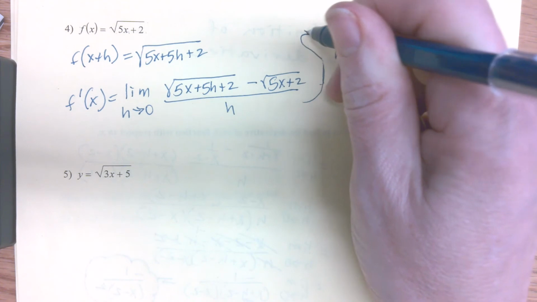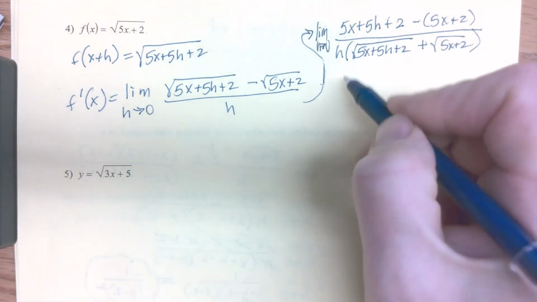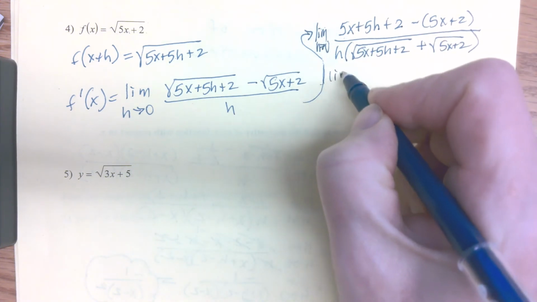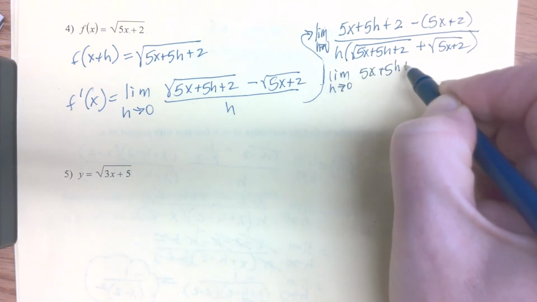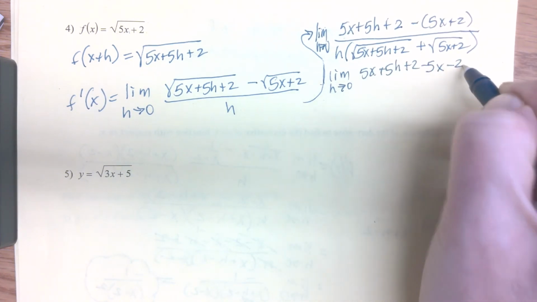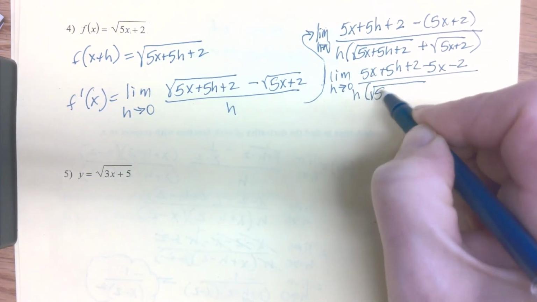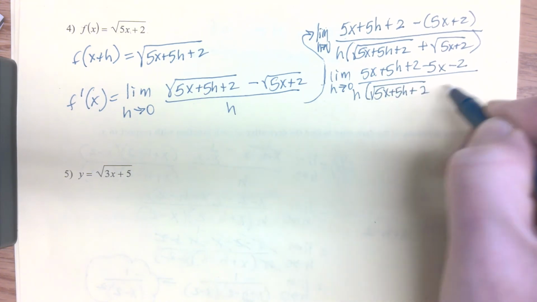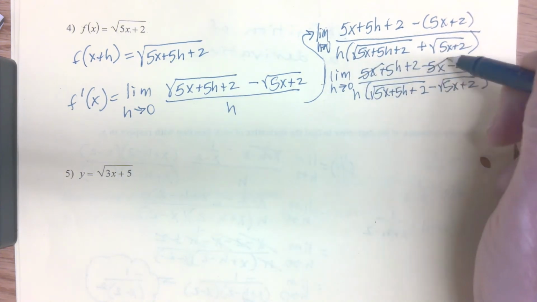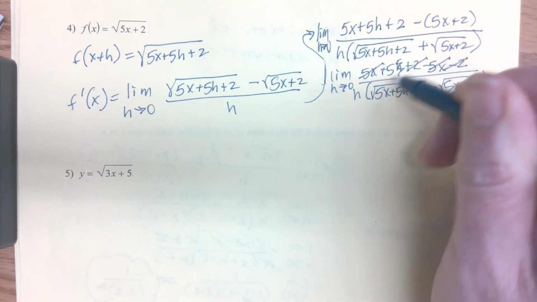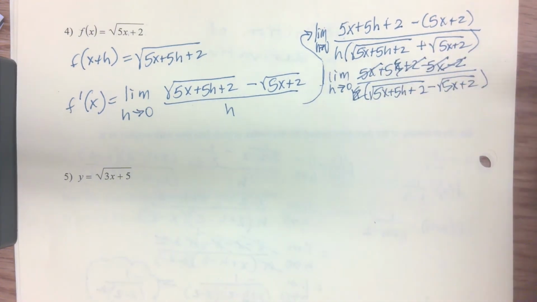And again, I forgot my limit again. Limit as h approaches 0. I didn't take it yet. But when I do this, then I can simplify that stuff out. So I get 5x plus 5h plus 2 minus 5x minus 2 all over h times that big old ugly thing. And the 5x goes, and the 2 goes, and then again the h cancels out. So that's my whole goal, and that's what I want to do. The h is the troublemaker down there.